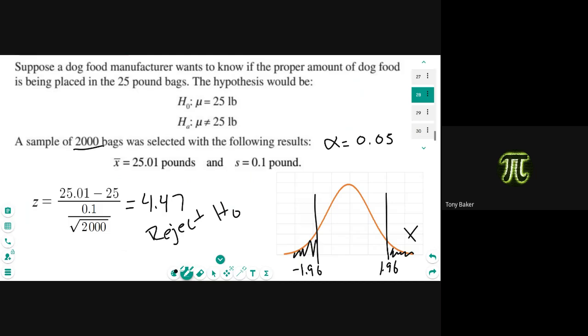Okay, correct. So basically, we determined that at the significance level, the weight is not exactly 25 pounds.